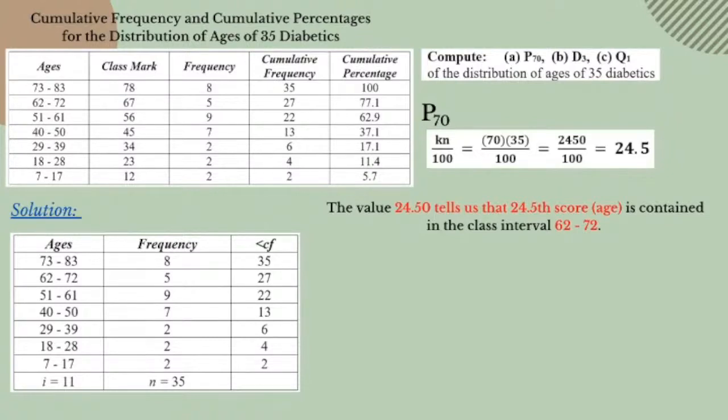Looking at the less than cumulative frequency column, 24.5 is above 22 but not higher than 27.